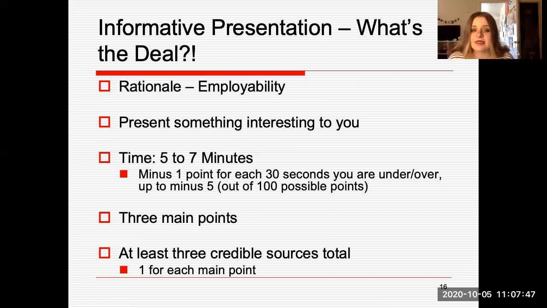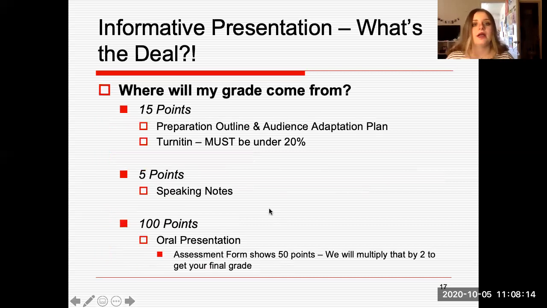So the time is going to be 5 to 7 minutes, and so you'll be deducted a point if you are 30 seconds under or over. Up to 5 points can be taken off. So I'd really recommend trying to stay within that time frame of 5 to 7 minutes. You will have to have 3 main points, like I said, and you'll have 3 credible sources for all.